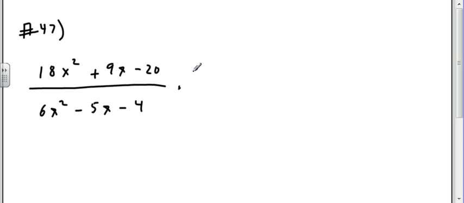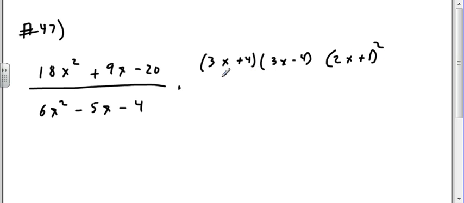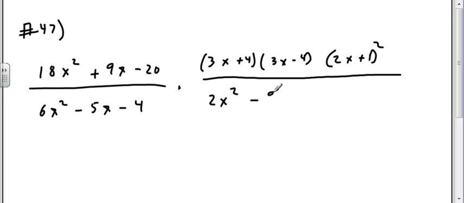I've got to invert and multiply. So I see a 3x plus 4. A 3x minus 4. I see a 2x plus 1 squared. Okay, and then on the bottom, and I don't see how to factor that right away. 2x squared minus 9x minus 5.